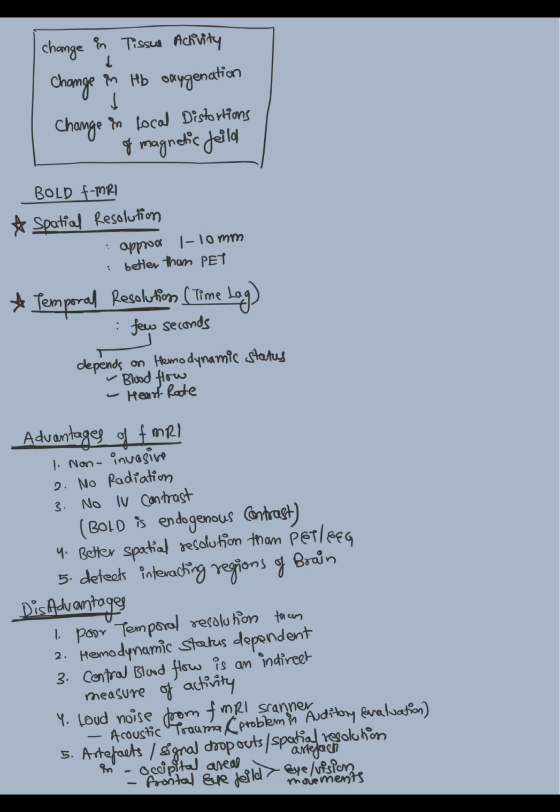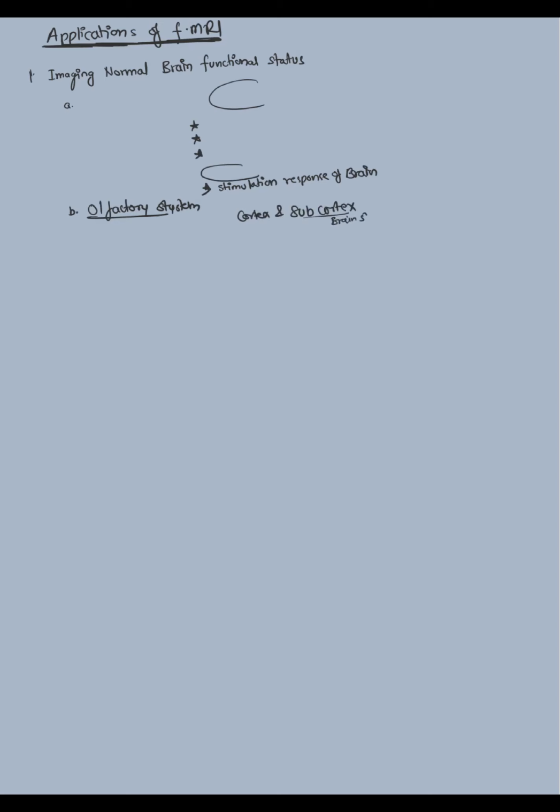In the application we read three points mainly, broadly classified. First is imaging. It can image the normal brain function like the olfactory system and all, second it can image the altered brain function, and third it can image the plasticity of the brain. So first normal brain function, then altered brain function, and plasticity of the brain.